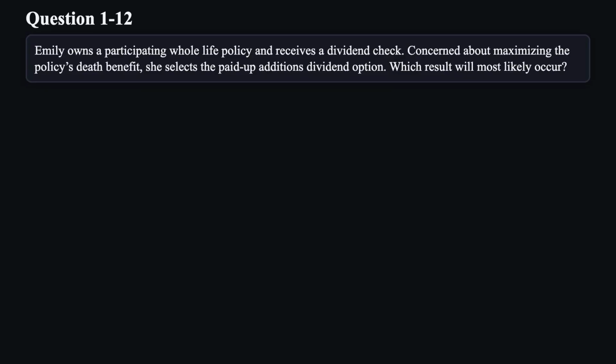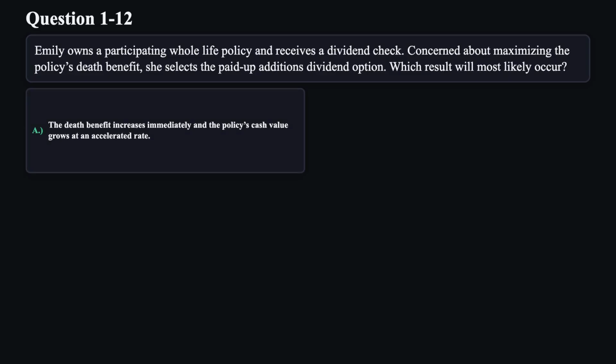Question 12. Emily owns a participating whole life policy and receives a dividend check. Concerned about maximizing the policy's death benefit, she selects the paid-up additions dividend option. Which result will most likely occur?